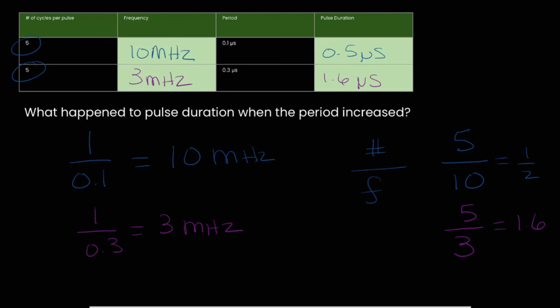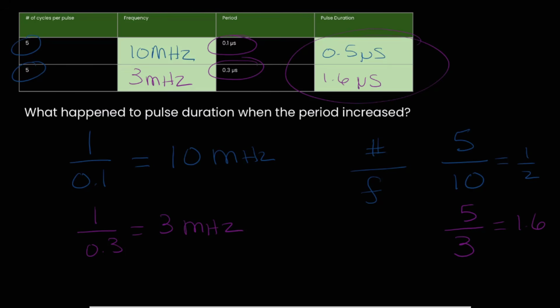And in this one, we're asking what happened to pulse duration when the period increased. So we are looking that our period went from 0.1 microseconds increasing to 0.3 microseconds. By increasing the period, we lowered the frequency because those are opposite, they're inversely related. And we see that with pulse duration, the longer period created a longer pulse duration.